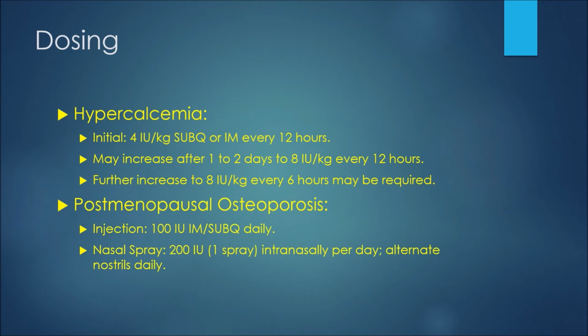For postmenopausal osteoporosis, if a patient was using the injection formulation, we may see 100 international units intramuscularly or subcutaneously daily. And if they were using the nasal spray, we may see 200 international units, which would be 1 spray intranasally per day. You would want to alternate the nostrils each day.